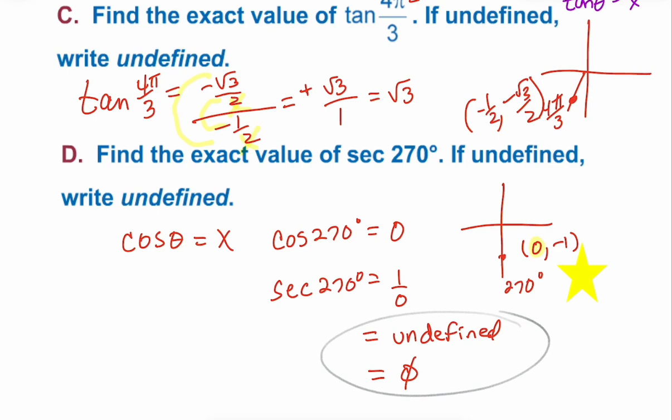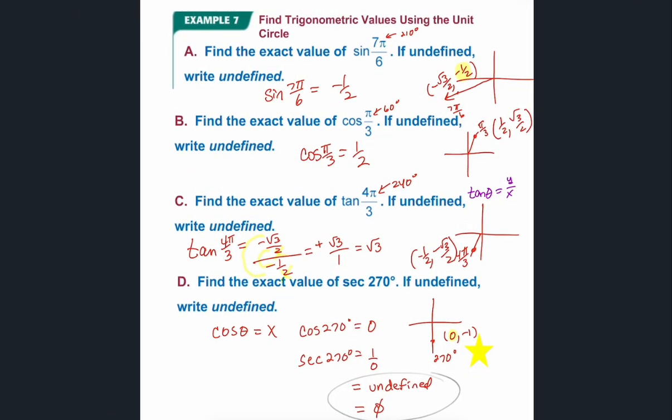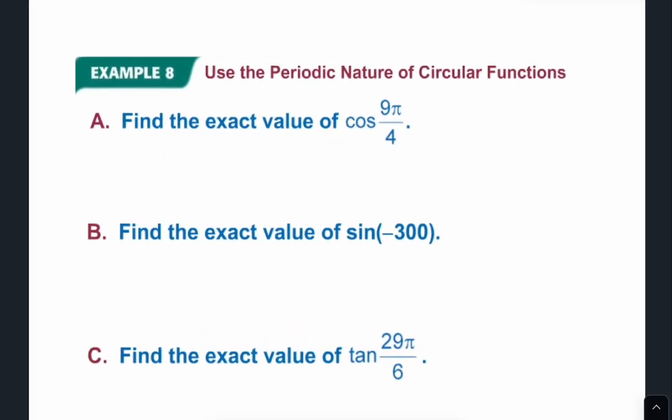So if you get 0 on the top or plain old 0, 0 is okay. But if you get a 0 denominator, make sure that you write that it is undefined or the null set. So there's some practice actually using our unit circle values. Any questions there? Okay. Let's do it again, and then we'll talk about the homework.